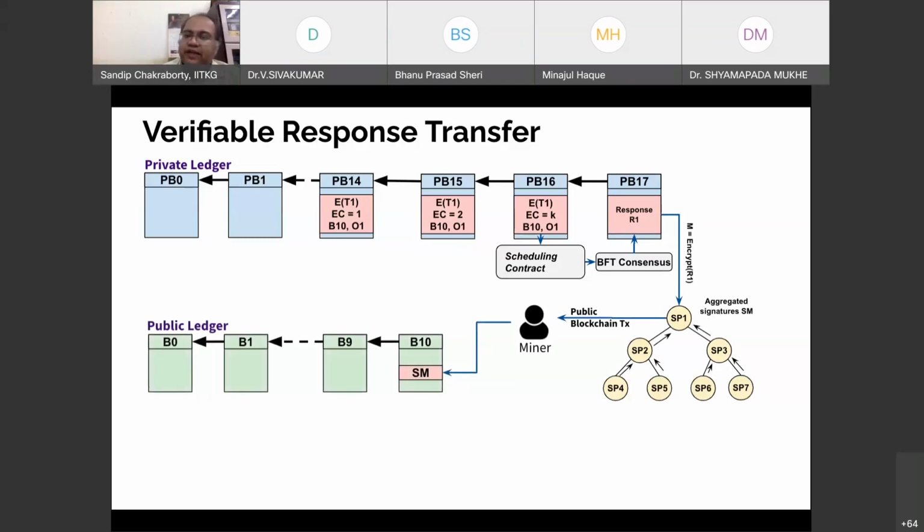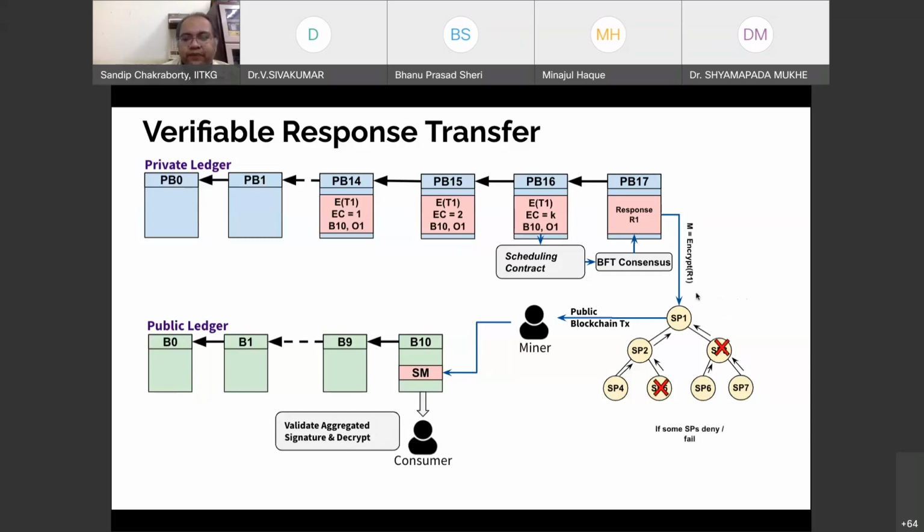If the miner finds out that the signature is correct, then the miner puts the updated signature in the public ledger. Okay, so once the information is there in the public ledger, then the consumer can pick up the information from the public ledger. It can validate the aggregated signature and decrypt it to find out the final information.